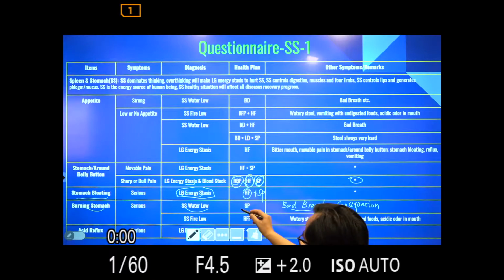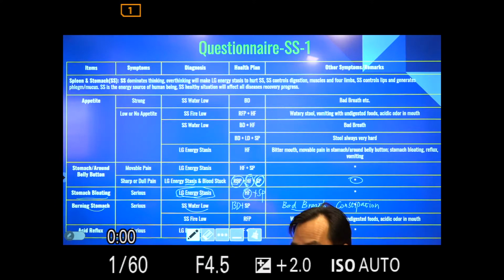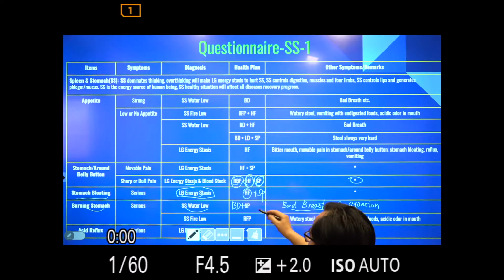For here, we should use Blood Detox and Stomach Plus. If it is voting energy low, we can use Blood Detox and Stomach Plus. I'm sure if the people have constipation starting at the beginning, we can also add Happy 40.